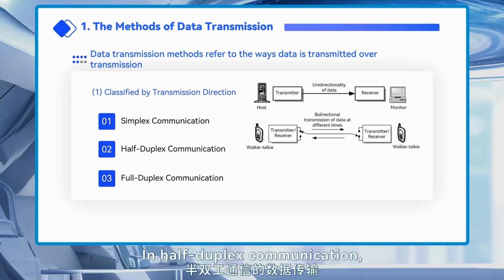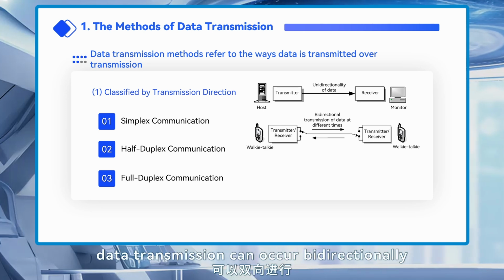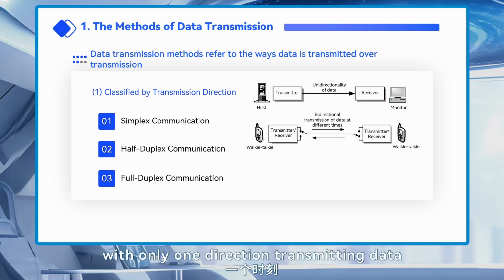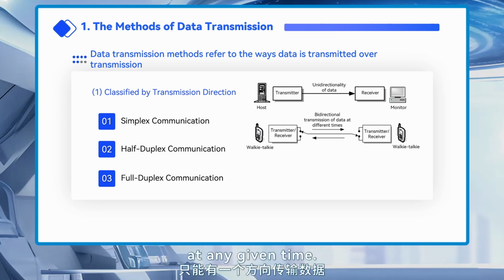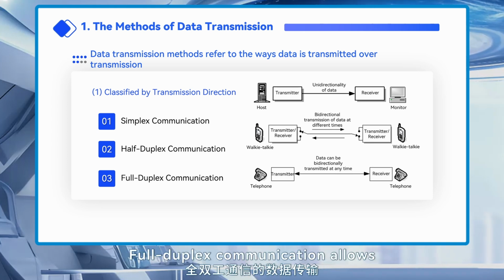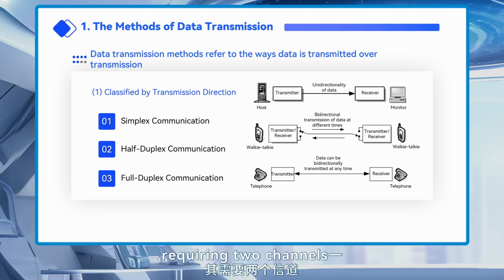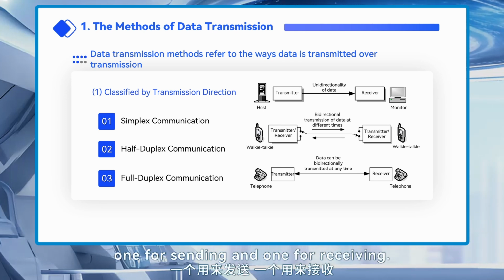In half-duplex communication, data transmission can occur bidirectionally but only alternately, with only one direction transmitting data at any given time. Full-duplex communication allows bidirectional simultaneous data transmission, requiring 2 channels, one for sending and one for receiving.